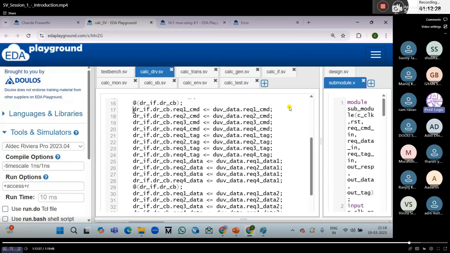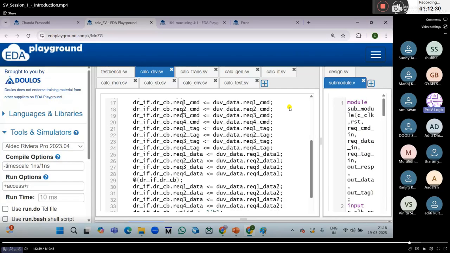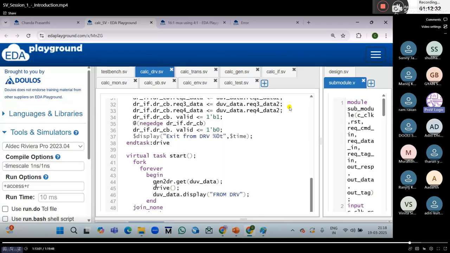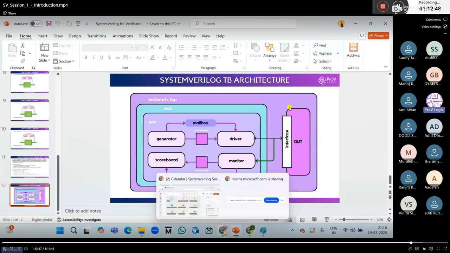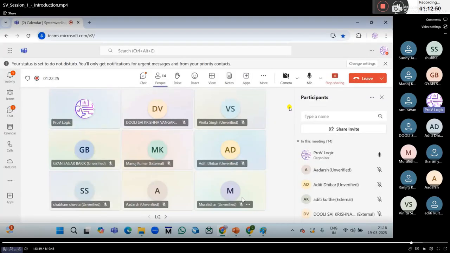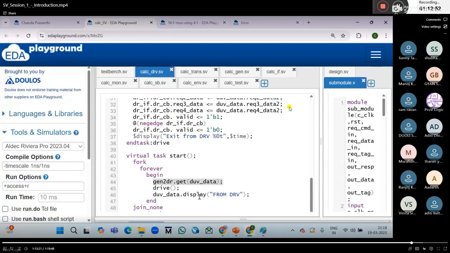That means virtual interface. And if you see here, line 44, how we are getting the whole data through the get method. Gen2dir is a mailbox. By using dot get, we are getting the data from the mailbox. That's it. Driver. Next, monitor.